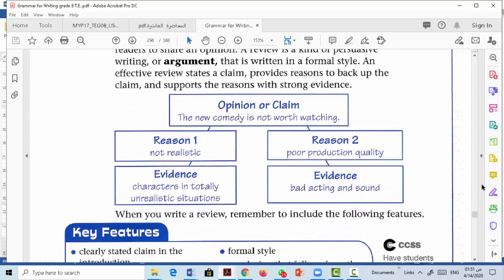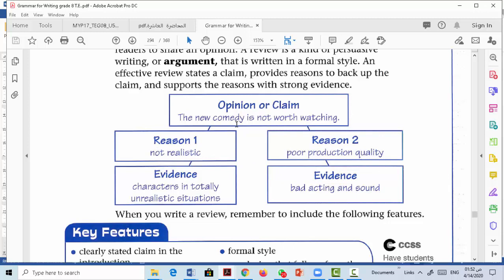And this is a graphic organizer that you can use. You have your opinion or claim in the middle. For example, the new comedy is not worth watching. That's an opinion. You didn't like it. So that is your opinion. And in order to convince the readers to agree with you, you prepare reason 1 and reason 2. For these reasons to be strong enough, you have to support each one with evidence. So you should have at least 2 reasons, each supported with evidence.